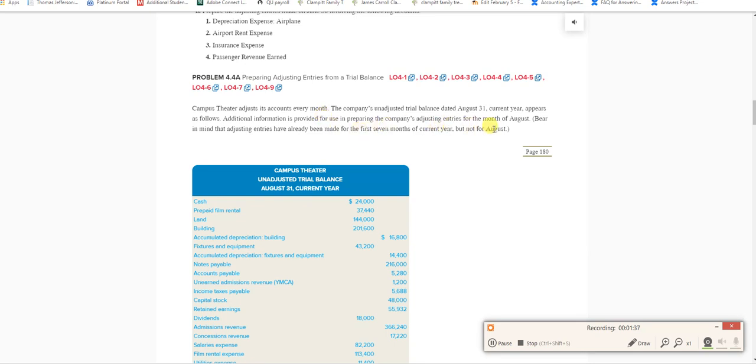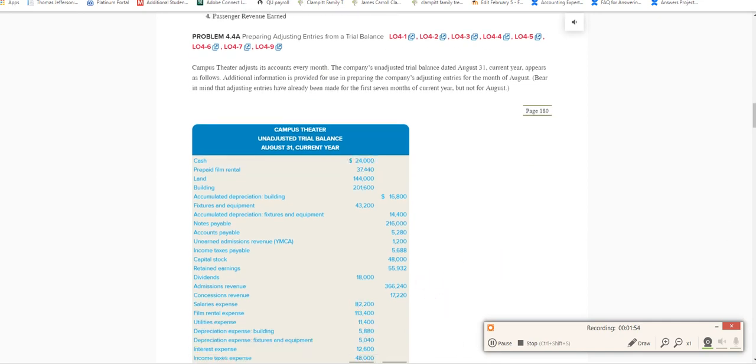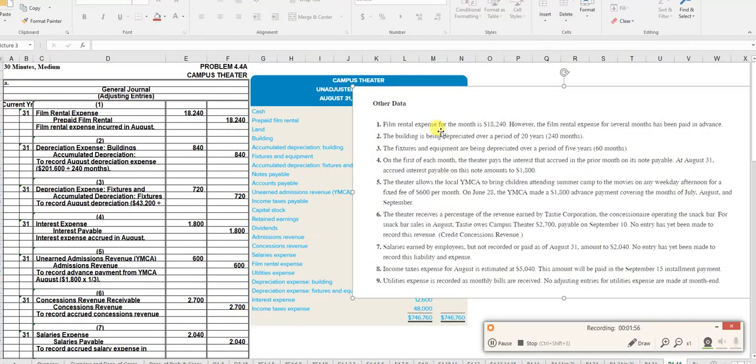Additional information is given for August. Bear in mind, adjusting entries have been made for the first 7 months of the current year, but not for August. In other words, we've made them every month, January through July, and we haven't yet made them for August, and so that's the purpose of this. Make sure you get your mind wrapped around this. I had to cut and paste some of these to fit it on the screen, but hopefully you'll print this out from your textbook, or I'll at least put this one online.